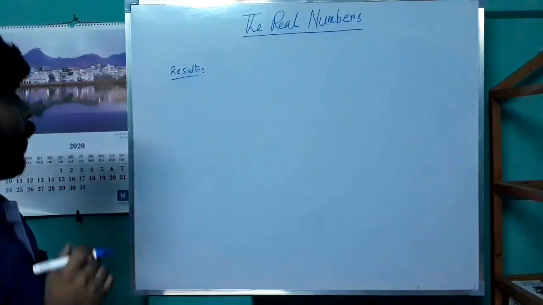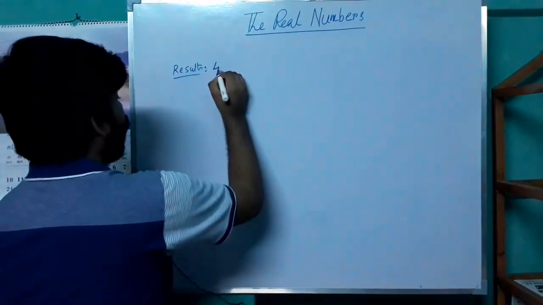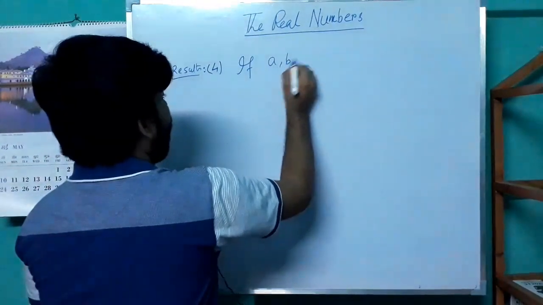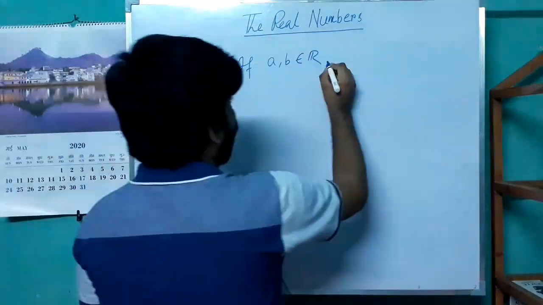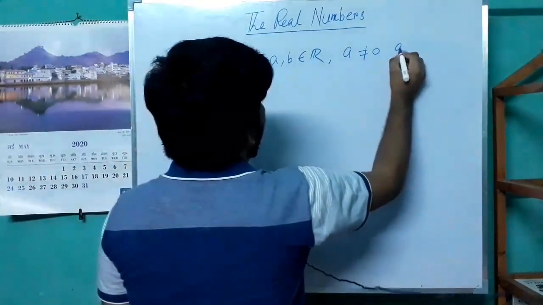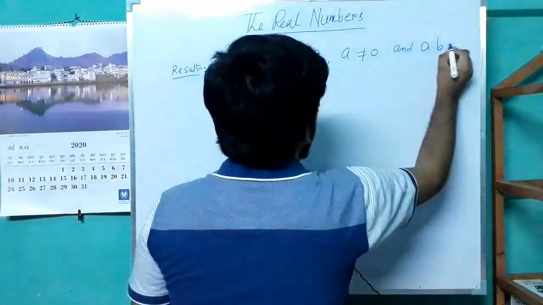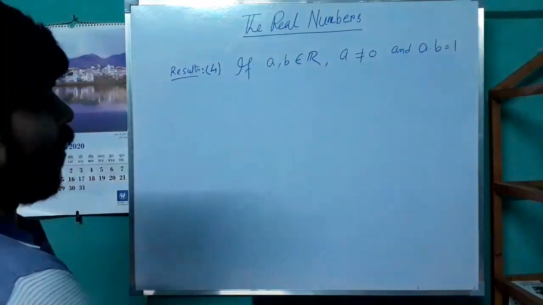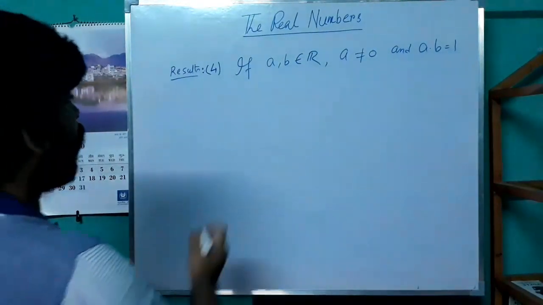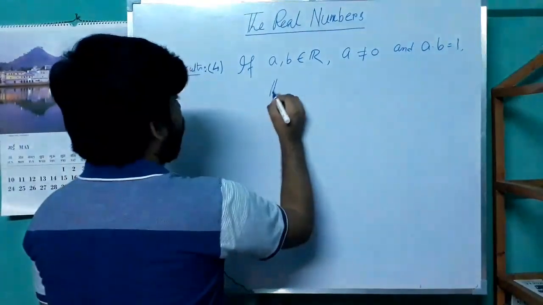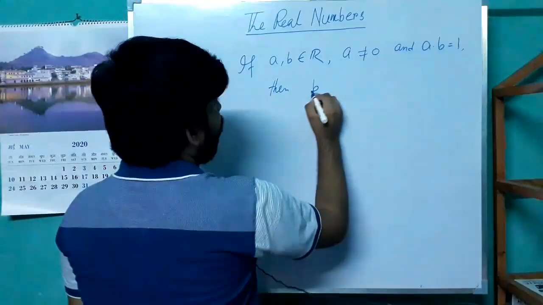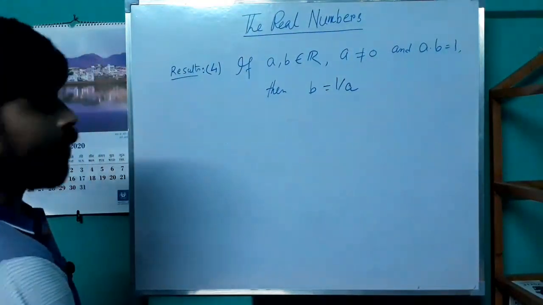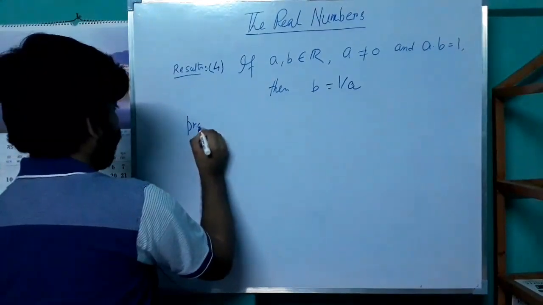Okay. Next, result 4. If a and b are two real numbers with the condition that a is not equal to 0 and a dot b equals 1. So a is a non-zero real number and b is any real number such that a dot b equals 1. Then the real number b is actually 1 by a. Okay. So, proof of this result.